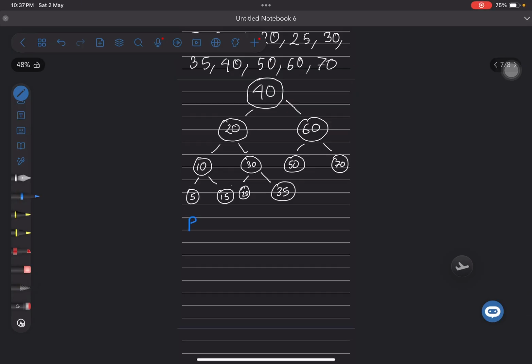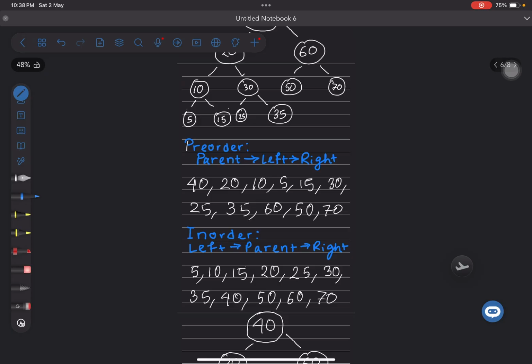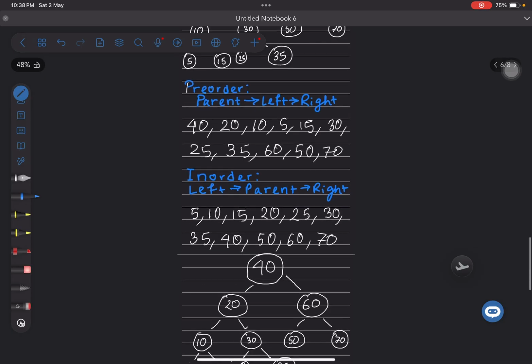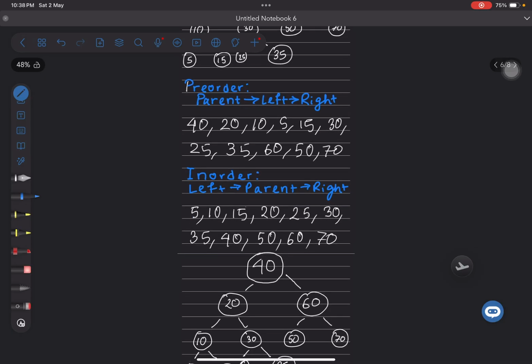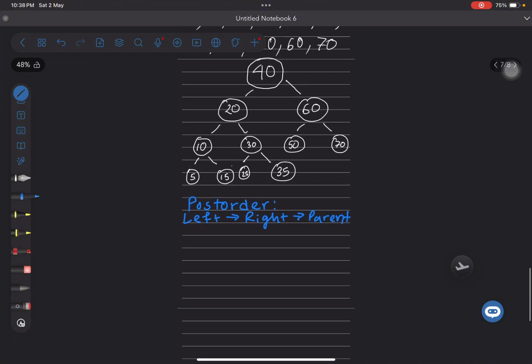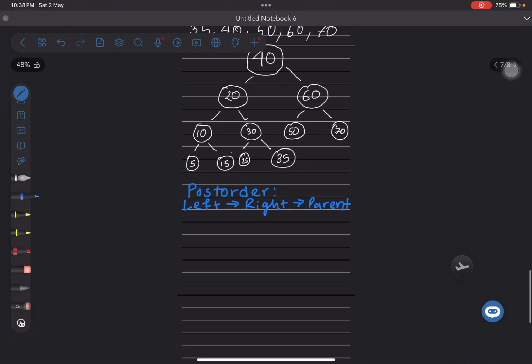Last but not the least, we have post order. Now, how post order works is at first you go to the left side, and then you go to the right side, and in the end you hit the parent, and the absolute end you hit the parent. So for pre-order it was parent, then left, then right. For in order it was left, then parent, then right. But for post order we have left, right, and in the end we have parent.